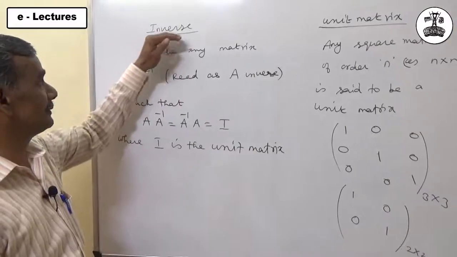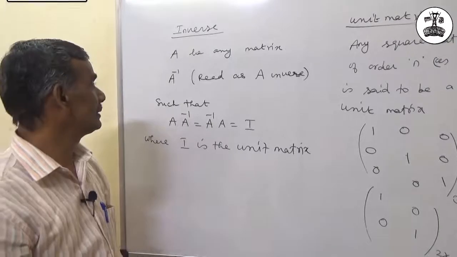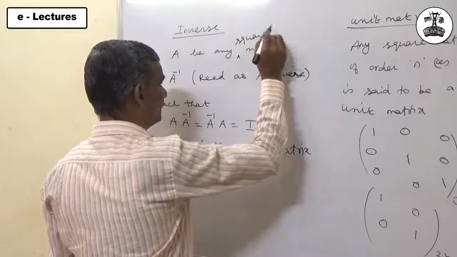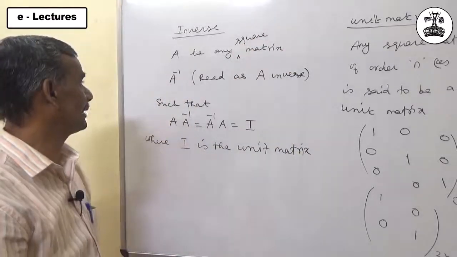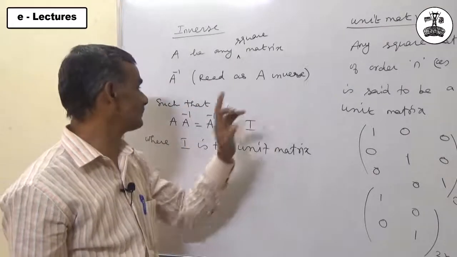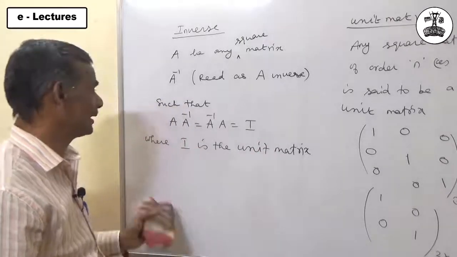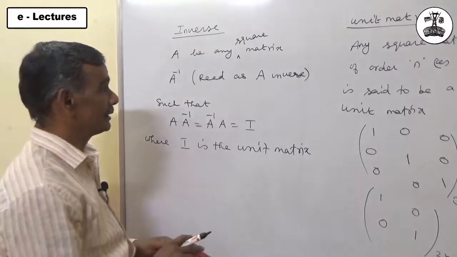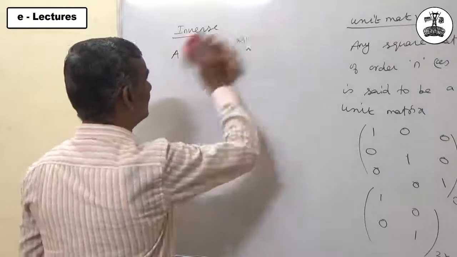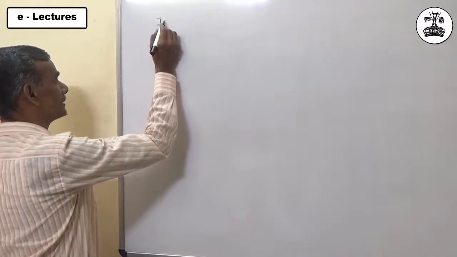So next, the inverse matrix. Let A be any square matrix of order n. The inverse of A is denoted by the symbol A inverse. It is read as A inverse, such that A into A inverse equal to A inverse A equal to I, where I is the unit matrix. Now we are going to find the inverse of 2 cross 2 matrix and the inverse of 3 cross 3 matrix. So inverse of 2 cross 2 matrix.